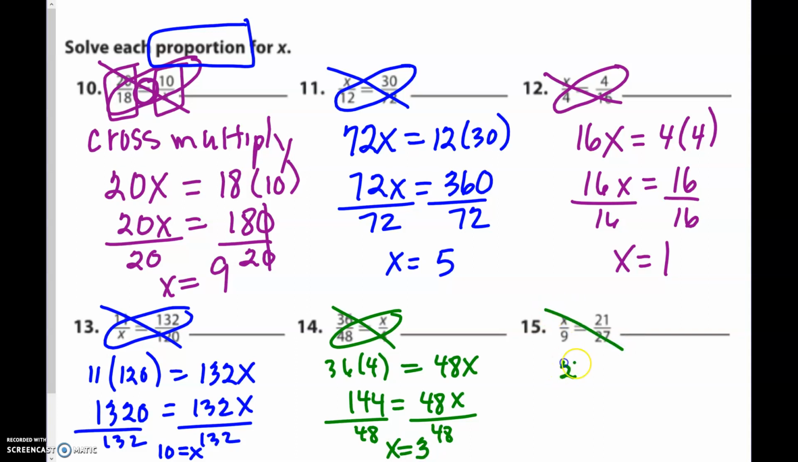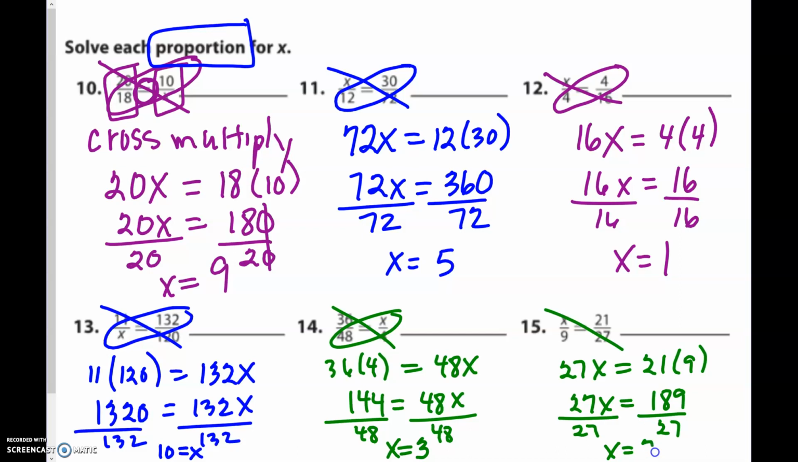All right, last one here. So we have 27x equals 21 times 9. So if we take 21 times 9, we have 27x equals 189. Now the number by the x, so we are going to divide by 27. And remember, we start at the top. So we have 189, and you divide by 27, and that gets 7.